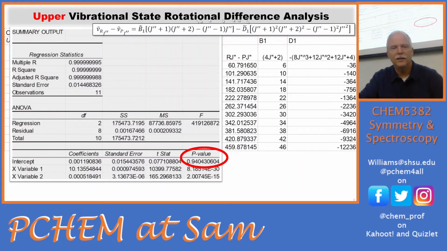So we did the regression analysis on these two columns here, B1 and D1, to get that B value and centrifugal distortion value. So that was column 1 and column 2 for our regression. And we went ahead and modeled the intercept, even though there's no intercept in this equation. Just wanted to see what we would get. And sure enough, we got an intercept, and look at the p-value. 94% chance that value is caused by random noise. Perfect. That's what we expect, right? There's no intercept in our model, and we modeled an intercept, and it says it's not really there.